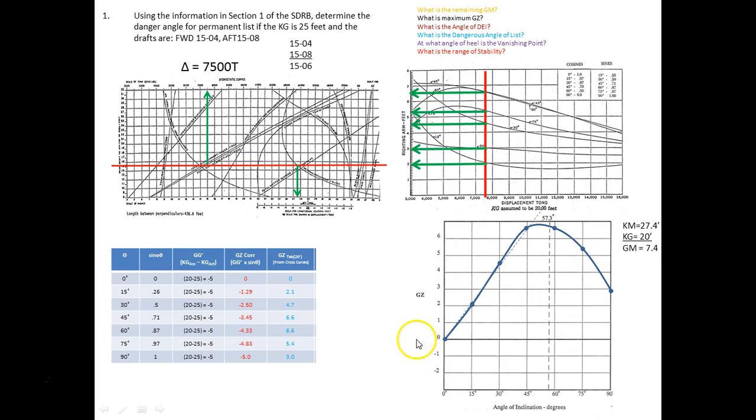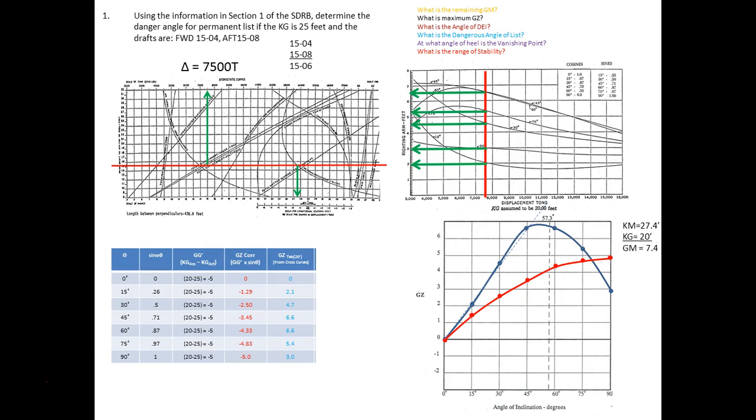So at 15 degrees, we're going to decrease by 1.29. 30 degrees will decrease by 2.5. So here's 1.29, here's 2.5. We can plot all those. Okay? And when we do that, we can get a nice smooth curve there.